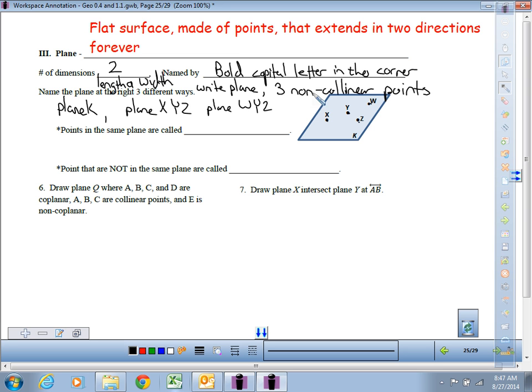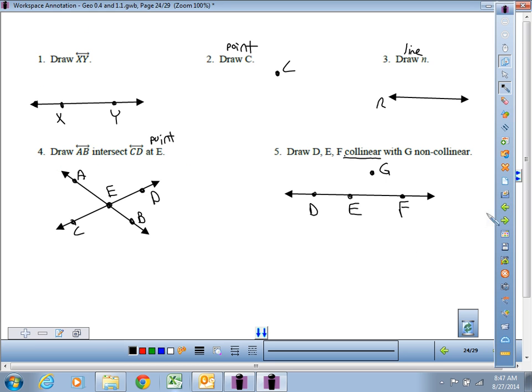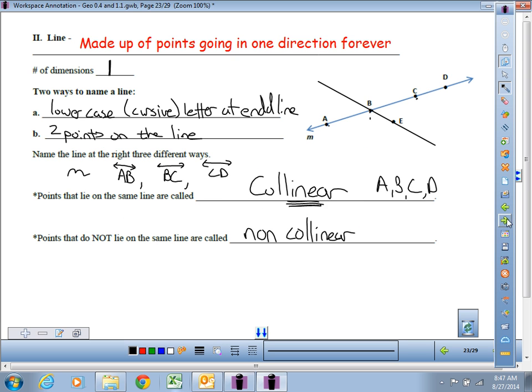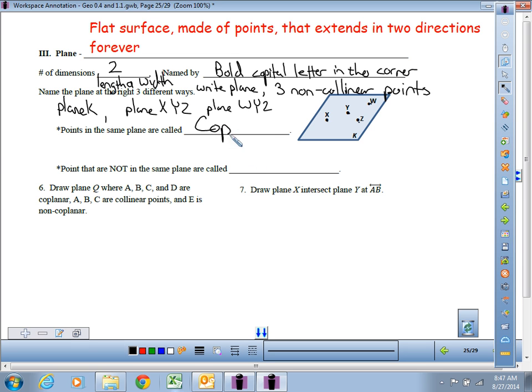Now, points in the same line were called collinear. So points in the same plane are called coplanar. And remember, guys, we can have infinitely many points in this plane. What we have drawn here is only four of them labeled, W, X, Y, and Z. Points that are not in the same plane are called non-coplanar. An easy way to think of this is a classroom: you could draw infinitely many points on the front chalkboard, and then go to the back chalkboard and draw infinitely many points there. All those points on different chalkboards would be non-coplanar. They're not on the same plane. All the points on the front chalkboard would be coplanar.